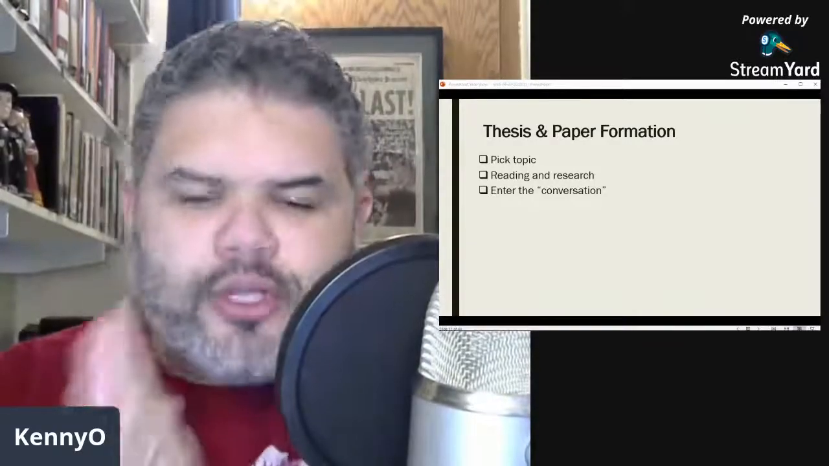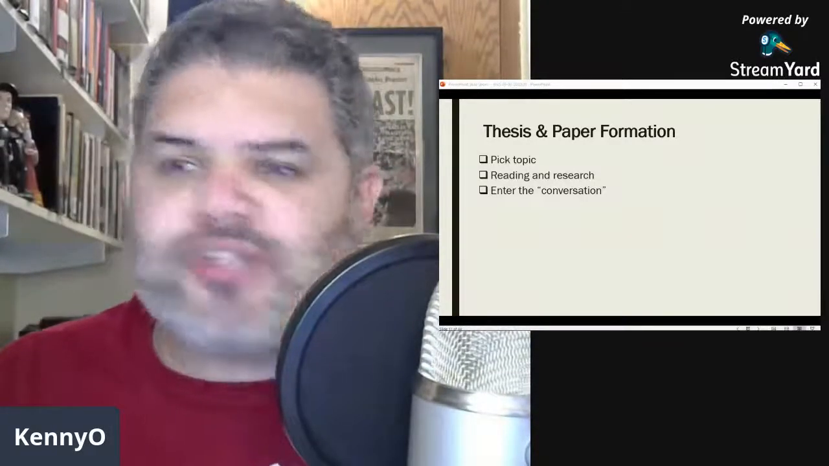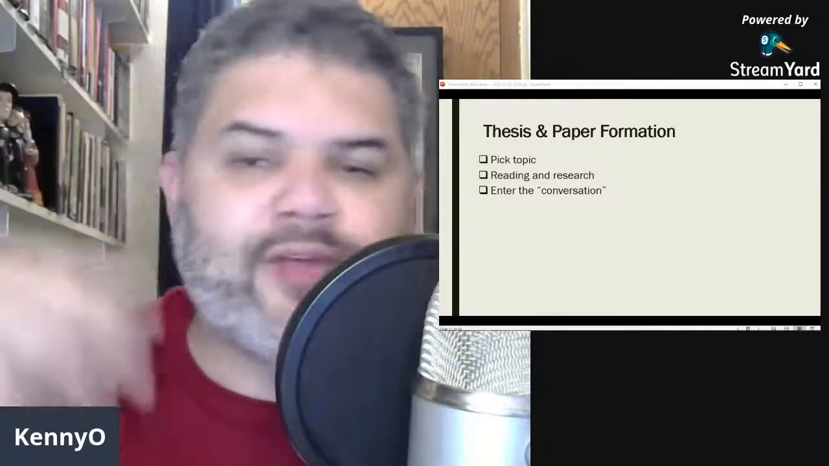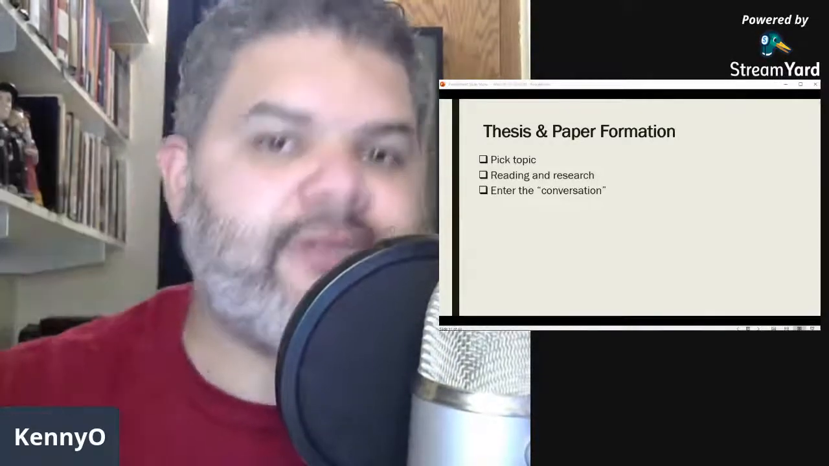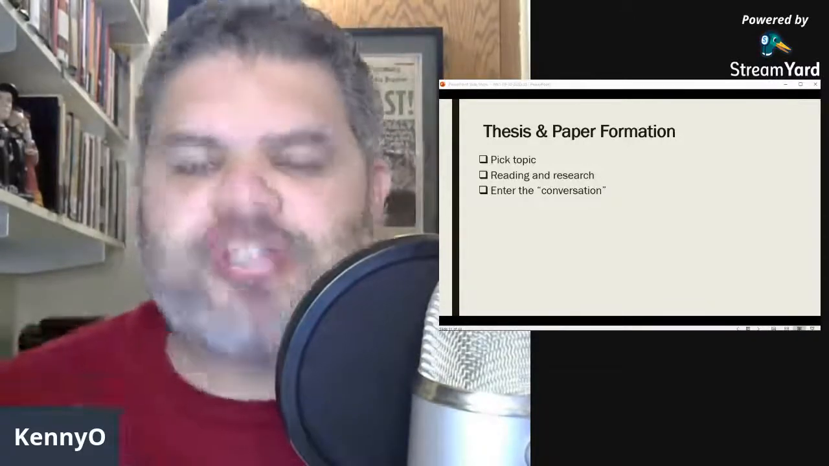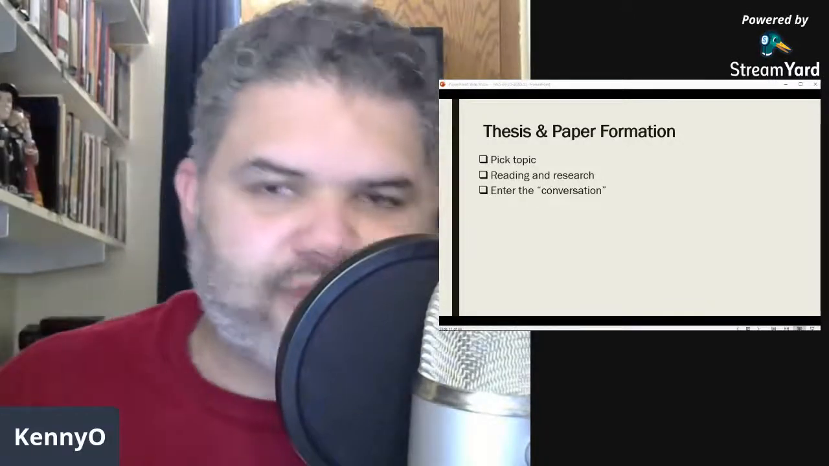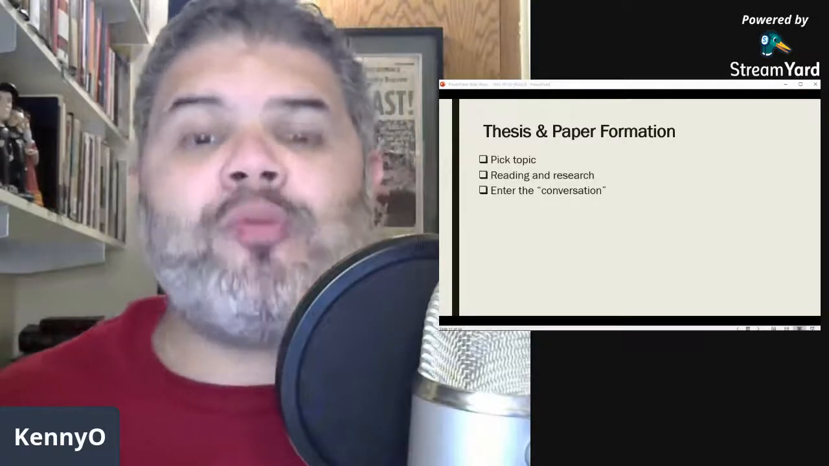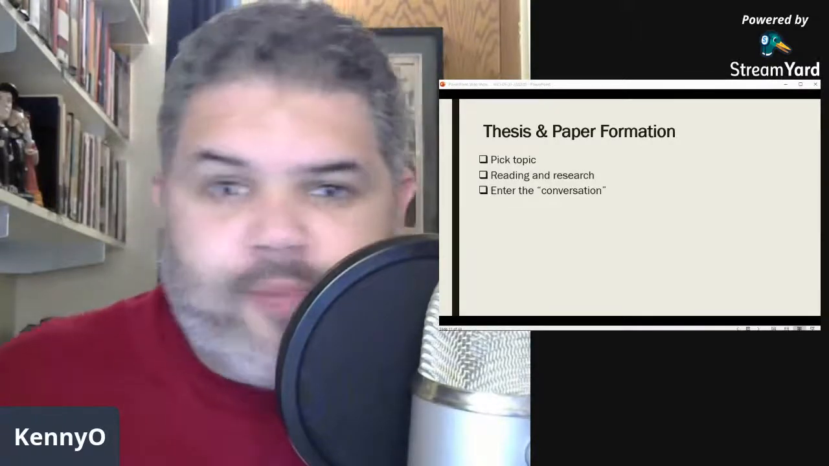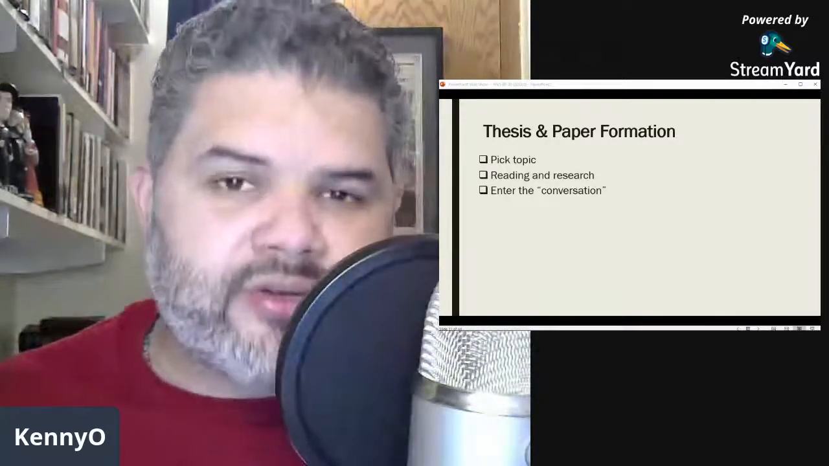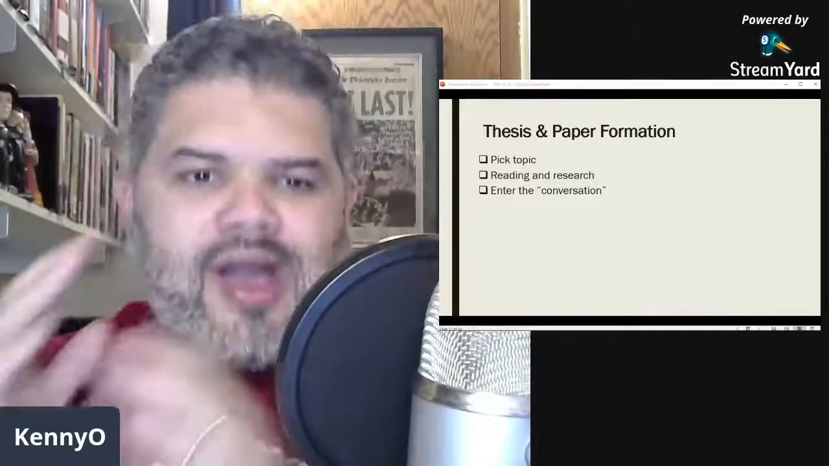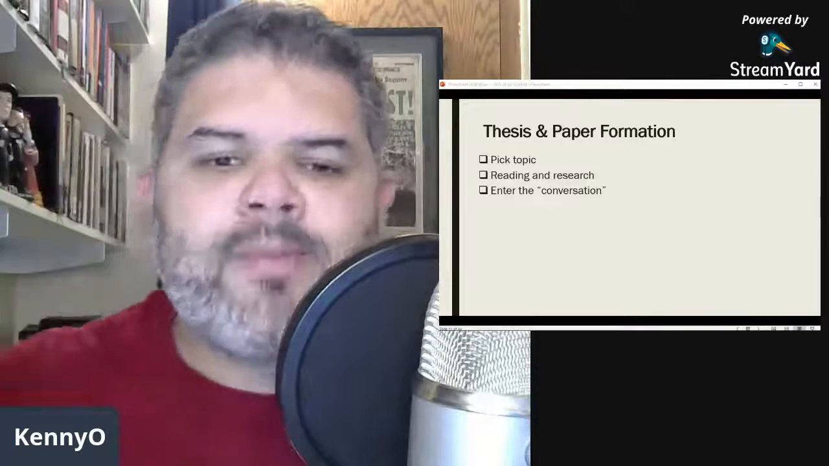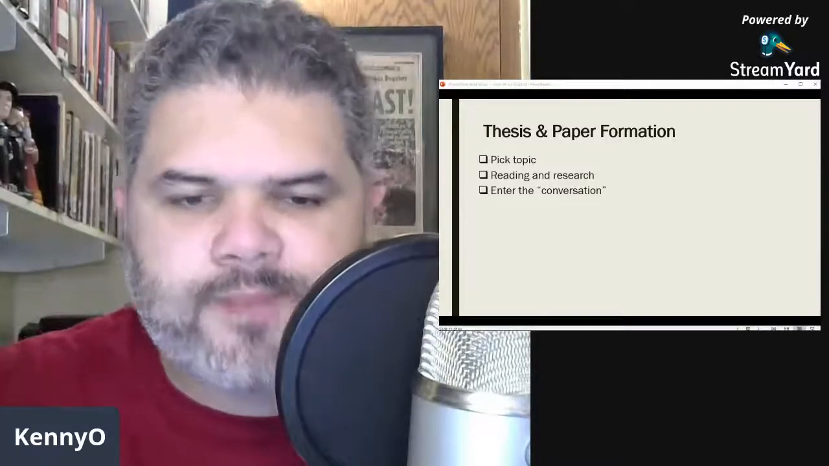So if I were going to do a thesis paper on atonement, I would just pick a topic, atonement, and then I would start reading and researching. And what I'm doing is effectively entering into a conversation, because theologians and scholars and pastors have been discussing the atonement for centuries, for the better part of 2,000 years. There's been a conversation going on, and I don't mean a literal conversation, right? There's just been writings. But here's how I tell my students to visualize it.